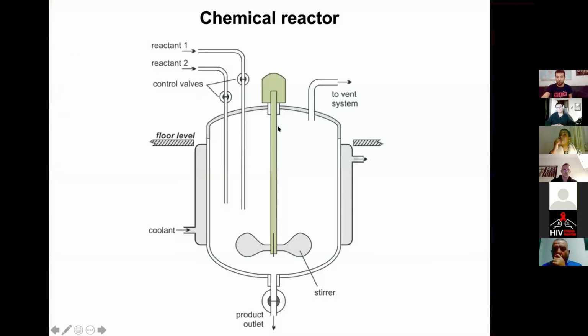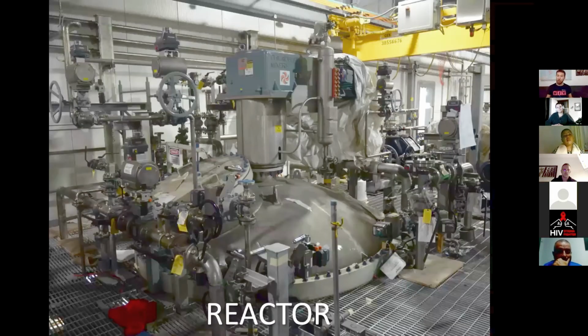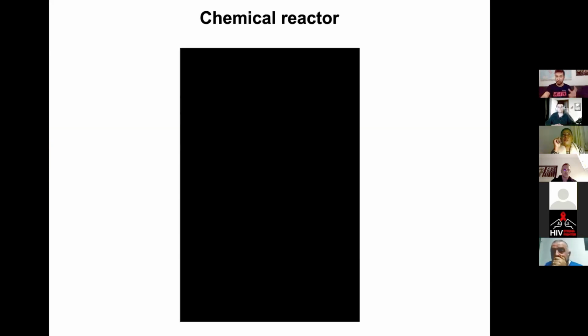Here, for example, you have a stirrer with which you can stir your reactant. So usually these are really huge reactors, a huge pot with so many pipelines, stirrers, and so on, and you have different levels. But what is very important is what's happening inside. Inside it should be clean, and inside the reaction happens.